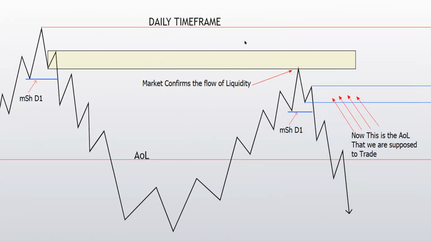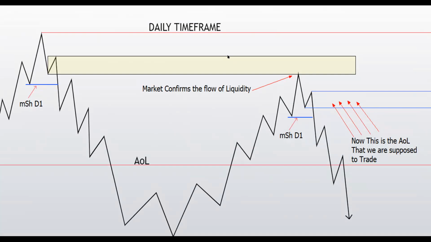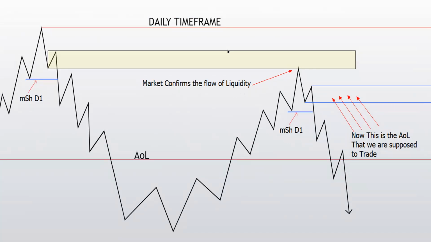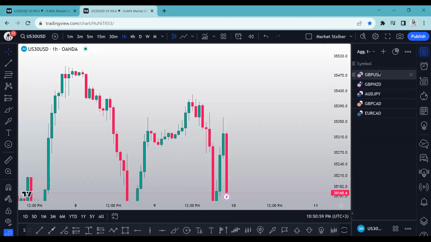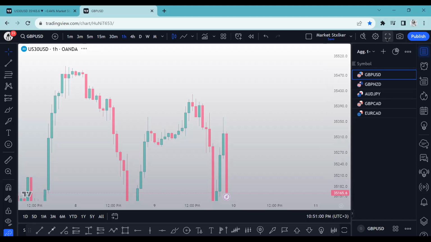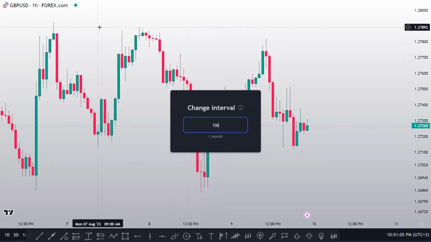So let us try to go to the real charts now so that we can see a lot of examples. Just try to go to the real charts. Okay. Can you see my screen? Yes, sir. Yeah. So for example, this is GBP USD.